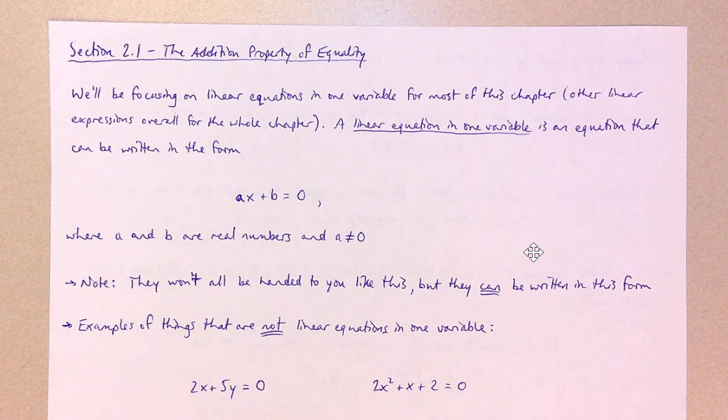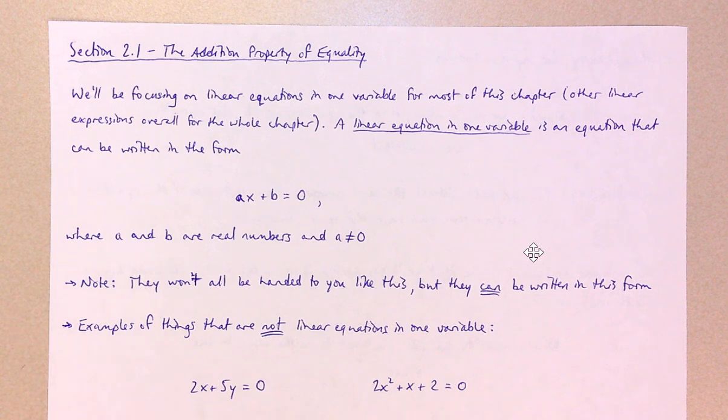In the previous video, we wrapped up Chapter 1 and we talked about simplifying algebraic expressions. In this video, we're going to start a new chapter. We're going to begin talking about a particular type of equation, and we're going to talk about the addition property of equality. So, as I just said, we are going to be focusing on a specific type of equation in this chapter, and it is the linear equation in one variable.